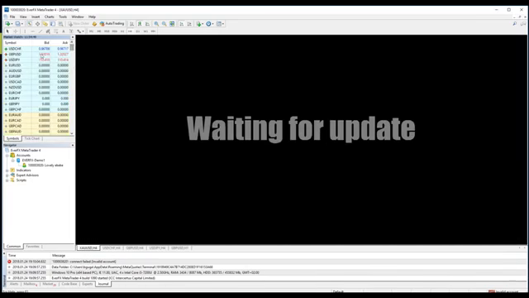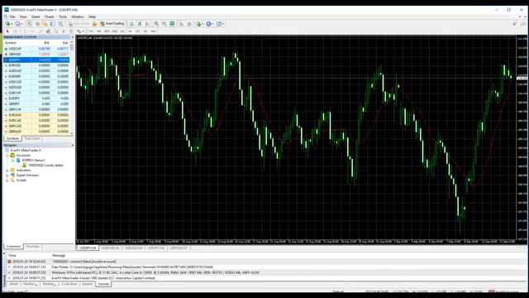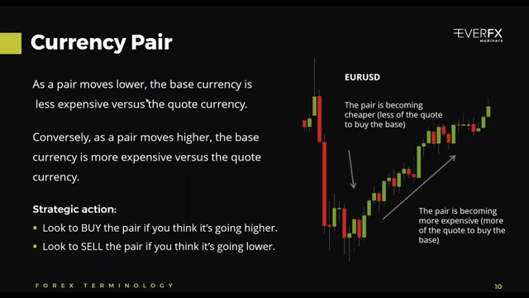When you're looking at a commodity, a single standalone asset, it's quite different. Those of us used to trading stocks and shares, when you get a stock price at $10 today, and tomorrow it's at $20, and the next day it's at $30, it's quite different when you're looking at a currency pair, because you've got two standalone assets in one pair, on one chart, which means as a pair moves lower, the base currency is less expensive versus the quote currency. What does that mean? As the pair moves lower, the base is less expensive.